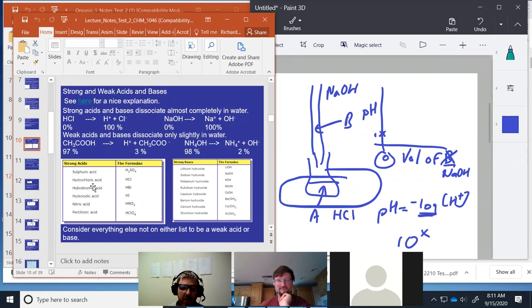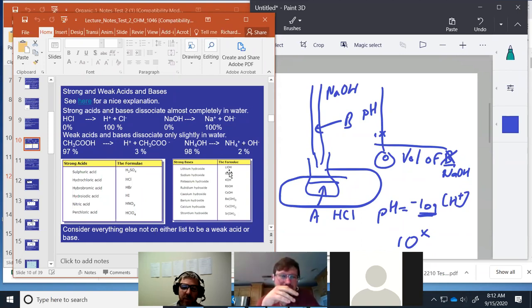And strong acids are characterized by the fact that when you dissolve them in water, they dissociate 100% into H plus and Cl minus, or H plus and some sort of anion. That's what characterizes a strong acid. Now, weak acids dissociate only a small amount. So this is an example. This is vinegar or acetic acid. Acetic acid will dissociate only 3%. So only 3% of the acetic acid turns into H plus and some sort of anion. And my rule would be, these are all the strong acids, and I want you to consider pretty much anything else to be a weak acid.